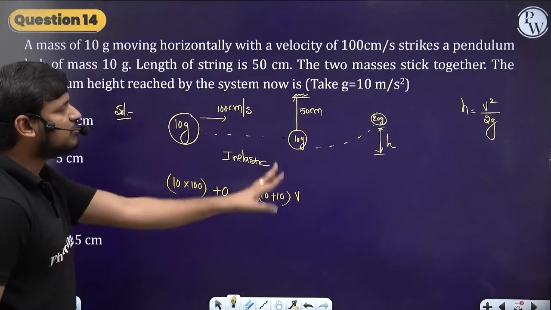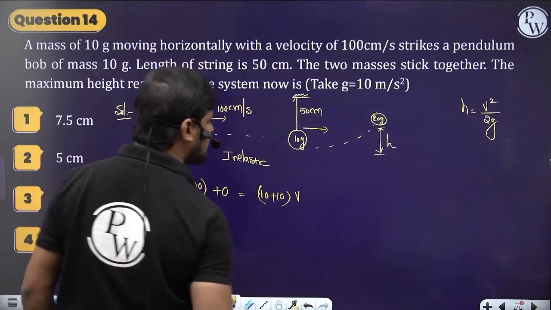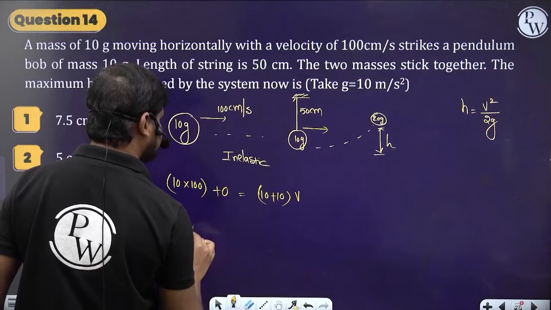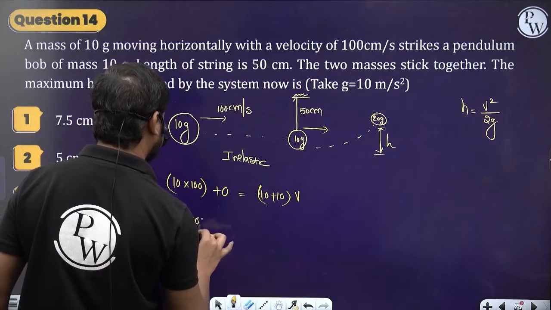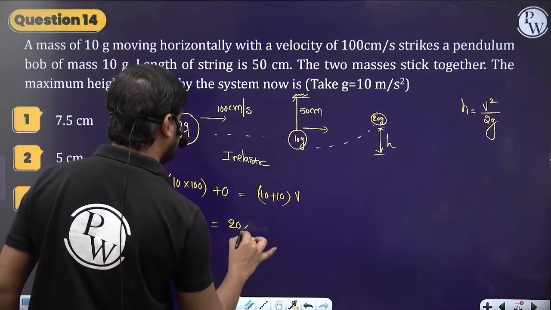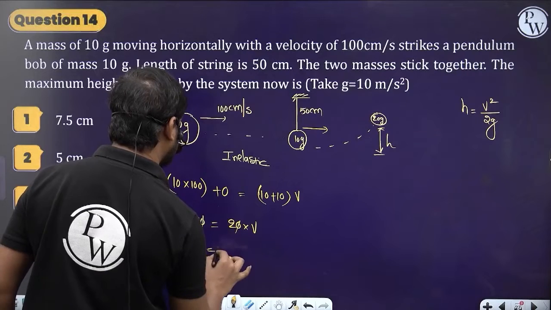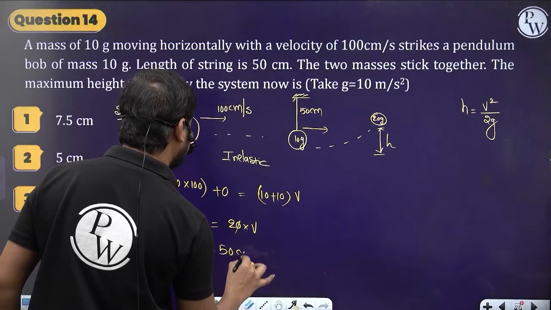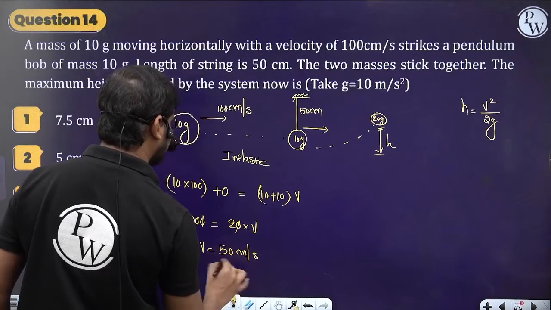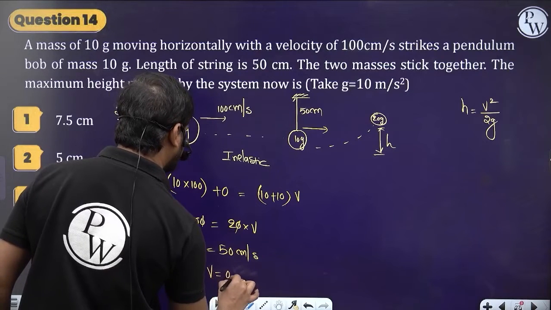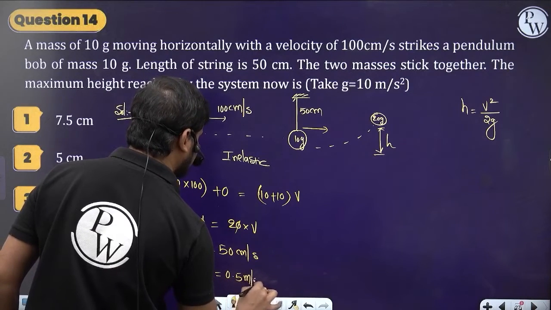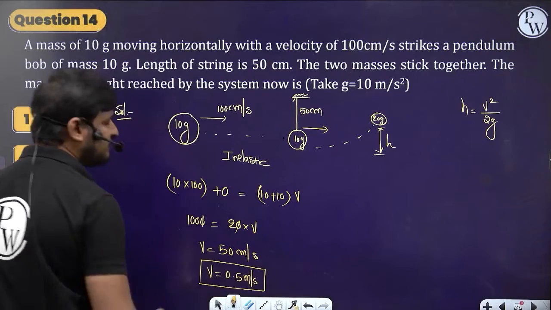So what is that common velocity v? 1000 is equal to 20 into v. So v is equal to 50, the zero cancels. This is 50 centimeter per second. Convert it to meters, so I can write 0.5 meter per second. So we got 0.5 meter per second.